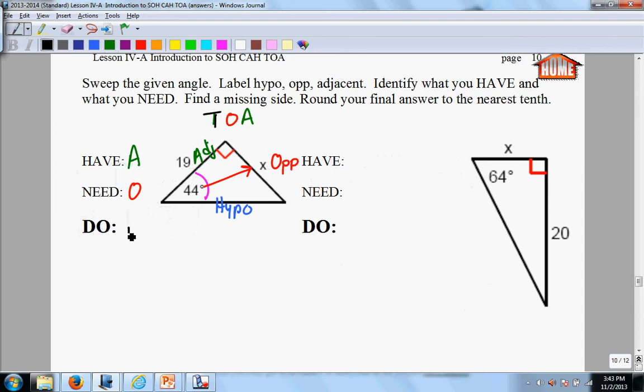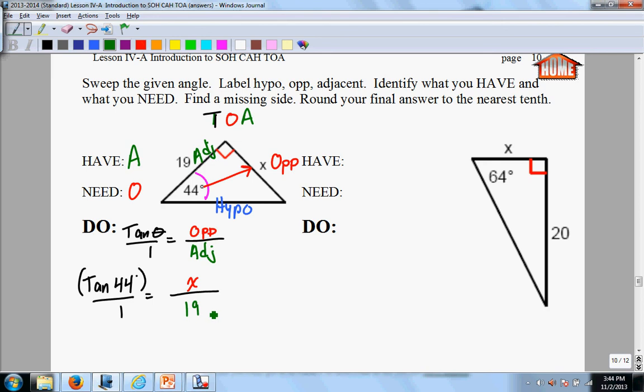So you write tangent of theta over 1 equals opposite over adjacent. Then you circle, plug, chug, and it's going to be tangent of theta, which is 44 degrees, put parentheses around that, keep that as a unit, equals opposite, which is x, over adjacent, which is 19. Cross multiply, solve for the unknown.